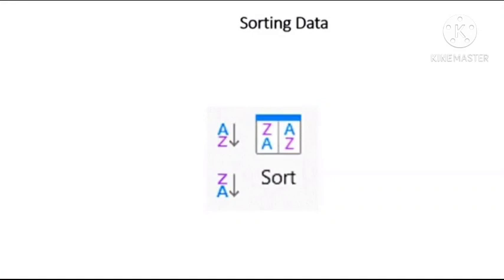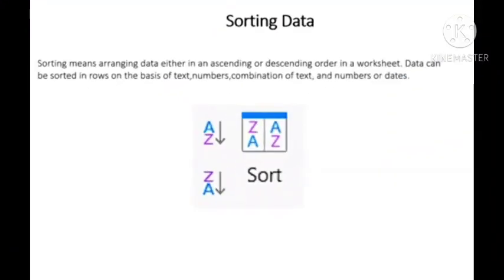Now let us see sorting data. What is sorting data? Sorting means you have to differentiate it, you have to sort it. Sorting means arranging the data either in ascending or descending order in a worksheet. Data can be sorted in rows on the basis of text, numbers, a combination of text and numbers, or dates.